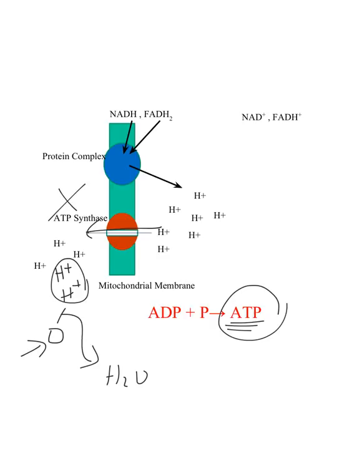How much ATP? Hey, from 10 NADs and 2 FADs, we can get up to 28 molecules of ATP, as long as that flow continues. So it really isn't magic. There are reasons for it.